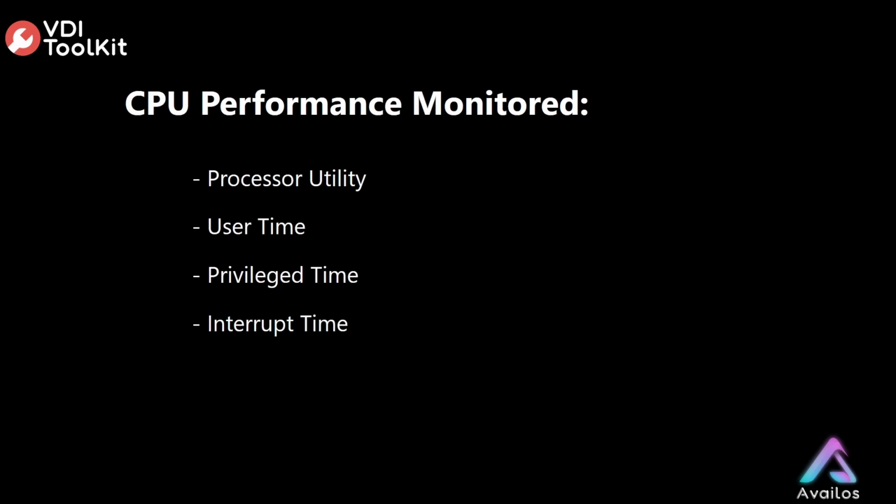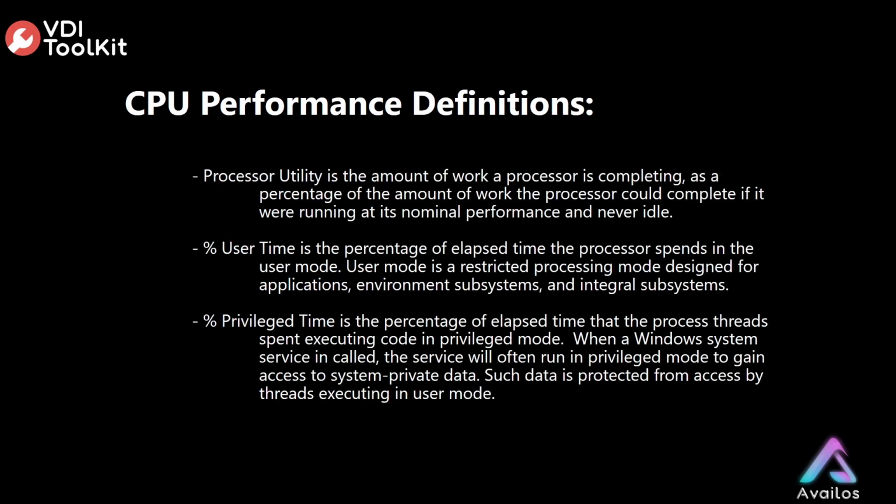So with CPU performance, let's talk about what's monitored for CPU. So we have processor utility, user time, privilege time, and interrupt time. The definitions for those are: processor utility is the amount of work a processor is completing as a percentage of the amount of work the processor could complete if it were running at its nominal performance and never idle.